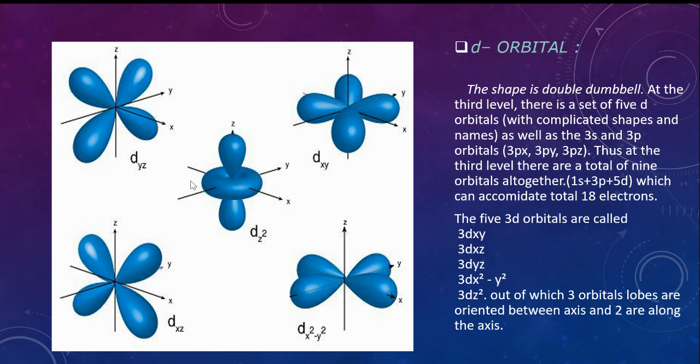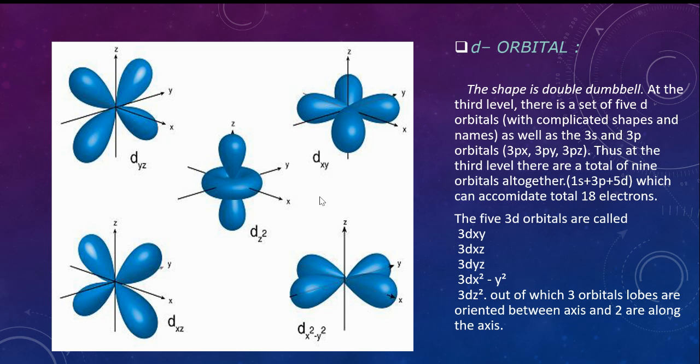Okay. Now the next orbital is the d orbital. Here it is seen that the d orbital has a double dumbbell shape. That means there are four lobes. In the third level there is a set of 5 d orbitals. In total there are five d orbitals because the L value for d is 2. So the m value is minus 2, minus 1, 0, plus 1, plus 2. That means a total of 5 degenerate orbitals are there.